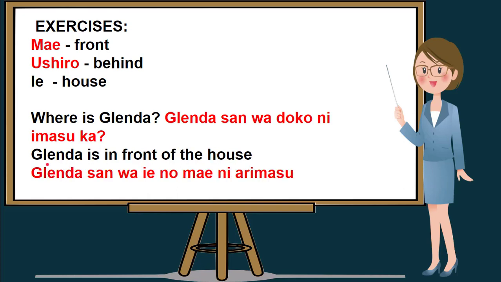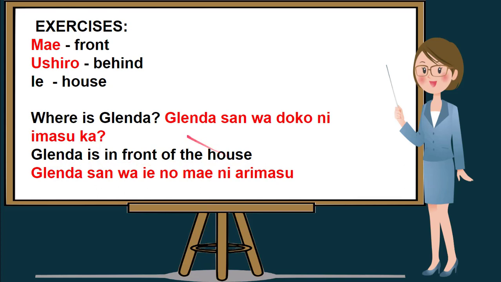Very good. Glenda is in front of the house in Nihongo is Glenda-san wa, in English, Glenda. Ie no, house. Let us not forget the "no" that indicates possession to be attached with the house. And mae, in front, and again the particle ni, which indicates the place. And of course, arimasu. We use arimasu because house is inanimate. The correct answer is Glenda-san wa ie no mae ni arimasu. Or in English, it means Glenda is in front of the house.